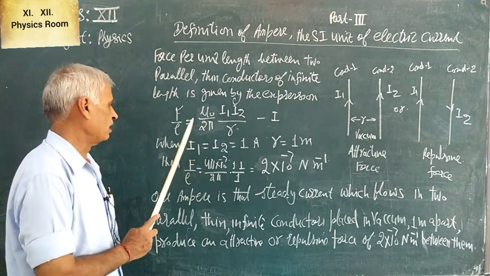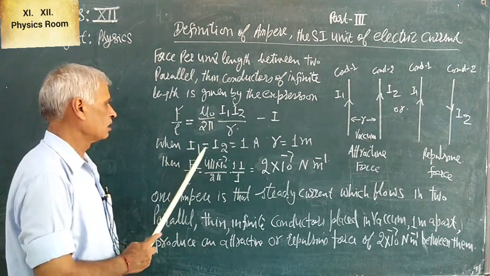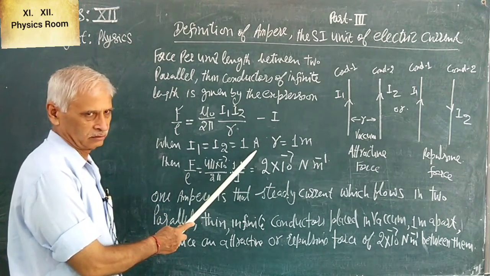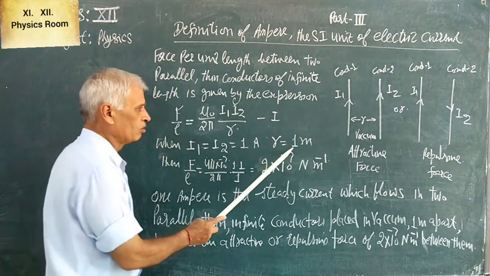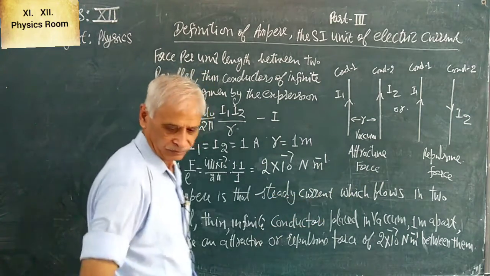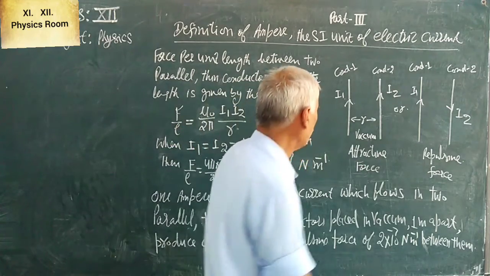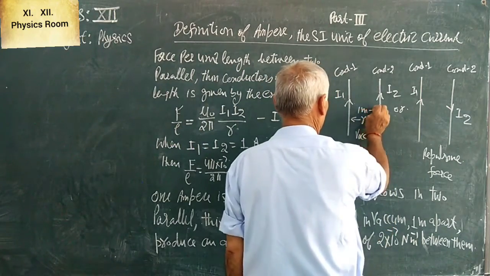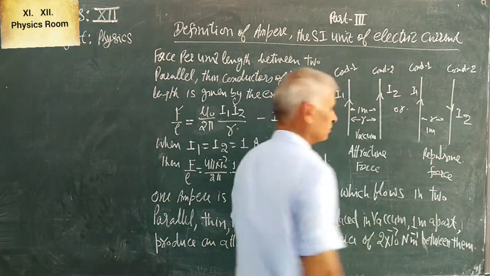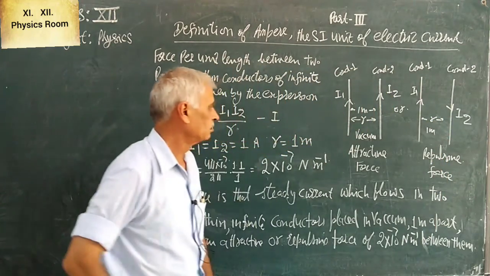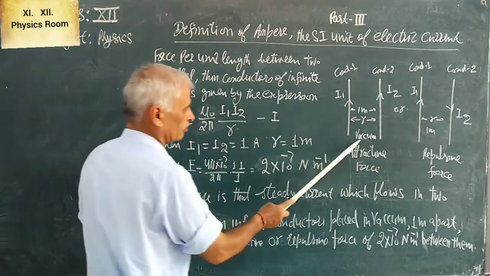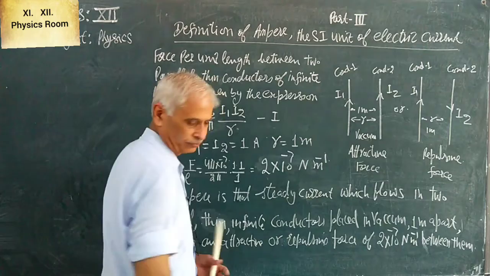Now when I1 is equal to I2 is equal to 1 ampere and R is equal to 1 meter, they are placed in vacuum.